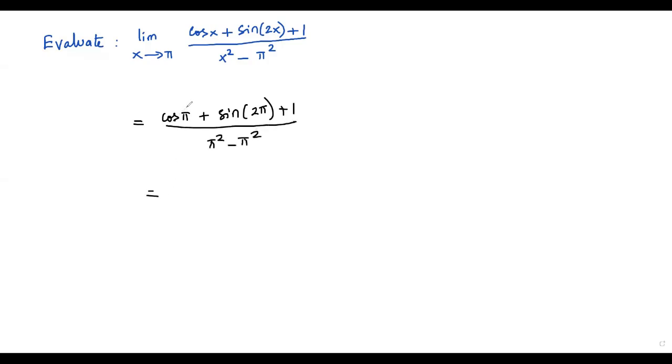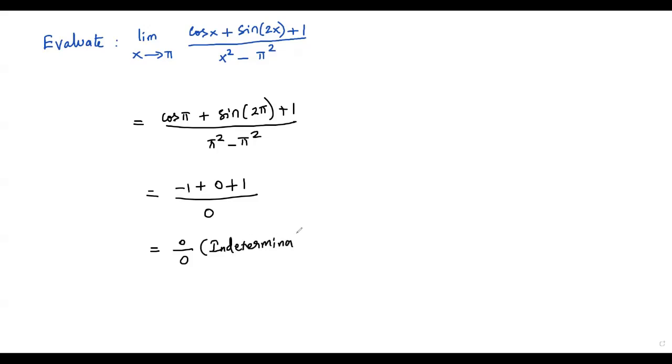From the unit circle, we know that the value of cosine pi is negative 1 and the value of sine 2 pi is 0, plus 1 over. When I simplify pi squared minus pi squared, it becomes 0 in the denominator. When I combine negative 1 and positive 1, it becomes 0. So I'm getting 0 over 0, which is called indeterminate form.